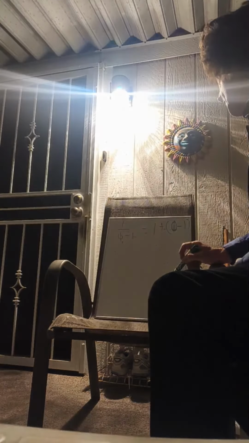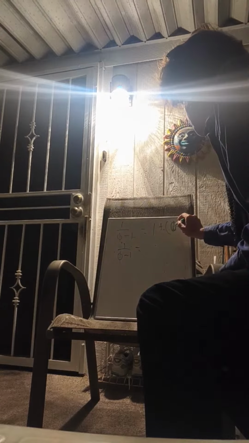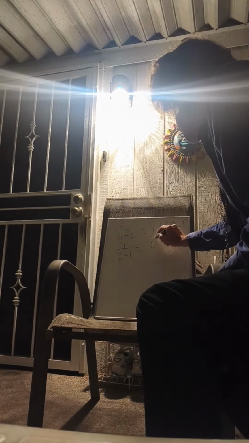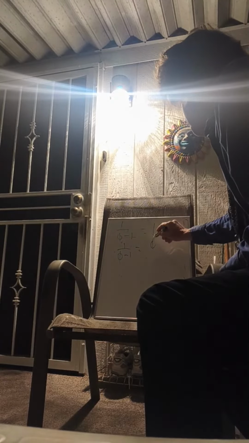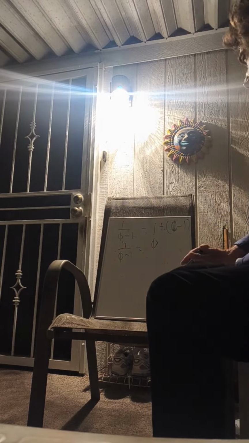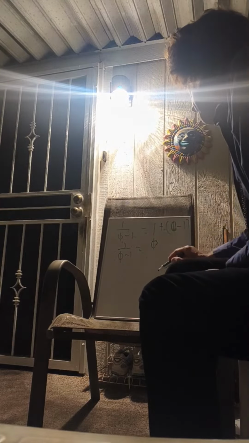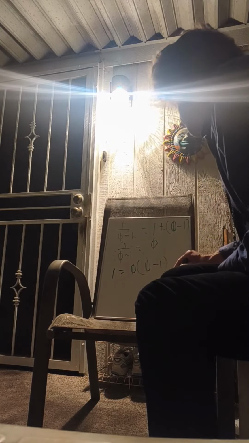Okay, so how do I do this? So this is 1 over phi minus 1 equals 1 plus, this is just phi, because 1 plus phi minus 1, 1 minus 1 is 0. So you have that. Okay, let's cross multiply. 1 equals phi times phi minus 1. All right, good so far? 1 equals phi squared minus phi. Okay, good so far?